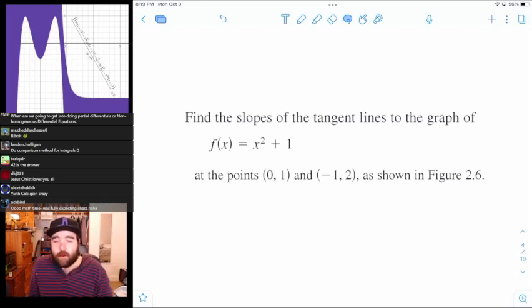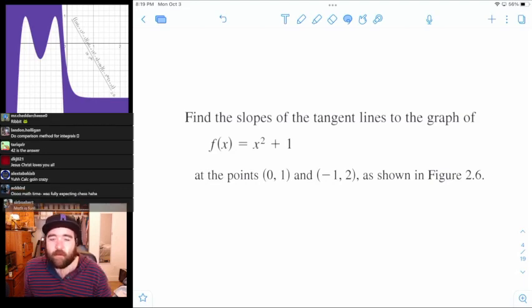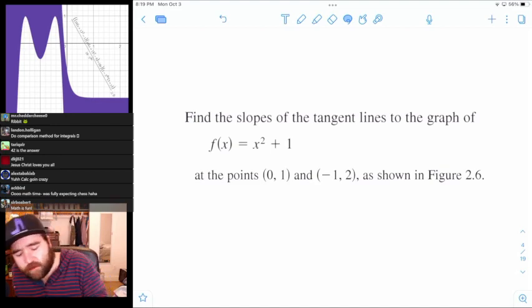So this problem we're going to have to use the derivative for, I think. So what are we doing? Find the slopes of the tangent lines to the graph of f of x equals x squared plus 1 at those points. So first we should picture the graph, because it's always very helpful to picture the graph.